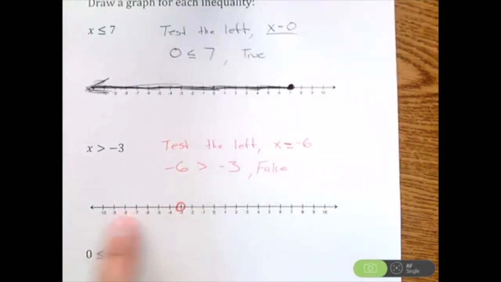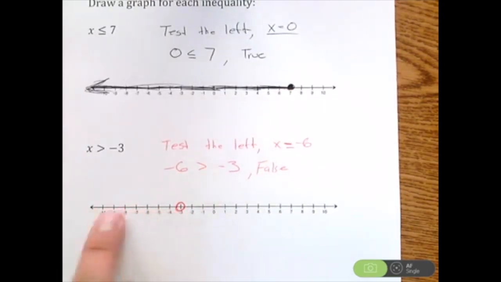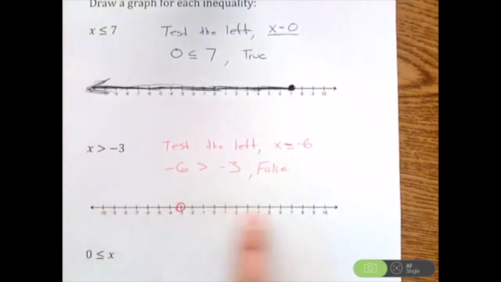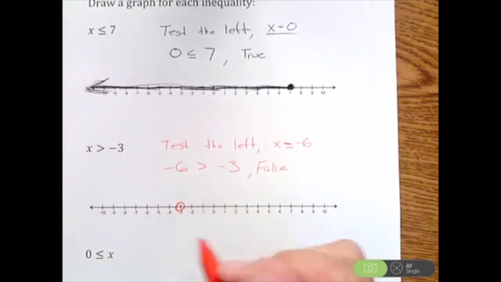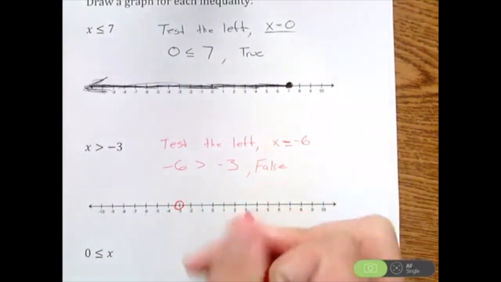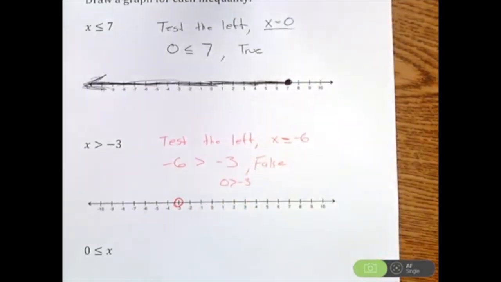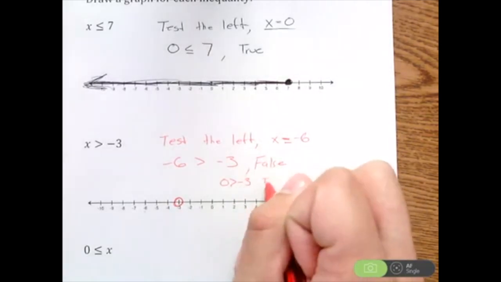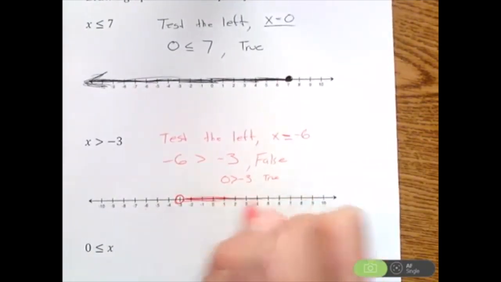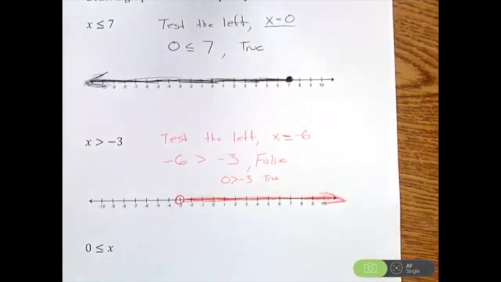So I tried the left, and we failed. If it was true, I would have shaded to the left. By process of elimination, if I know this -6 on the left isn't a solution, then I know a number on the right is a solution. So I could go ahead and assume it's a solution on the right. If I wanted to, I can also check, maybe x equals 0. If I plug in 0, yep, that is a solution. 0 is greater than -3. It works. So I know I'm going to shade everywhere on the right with an arrow.